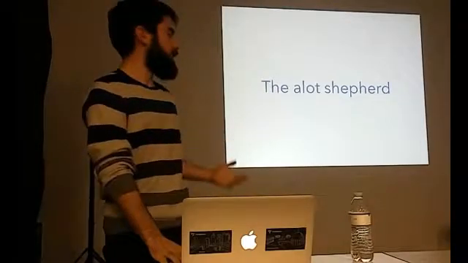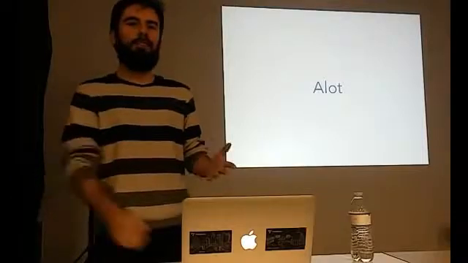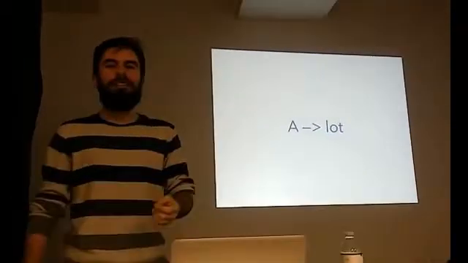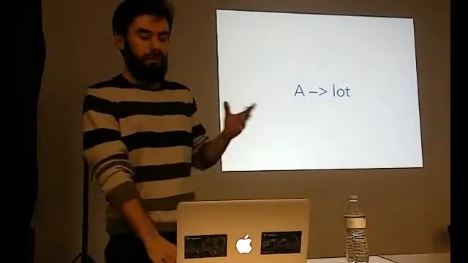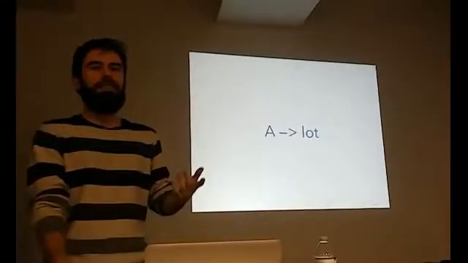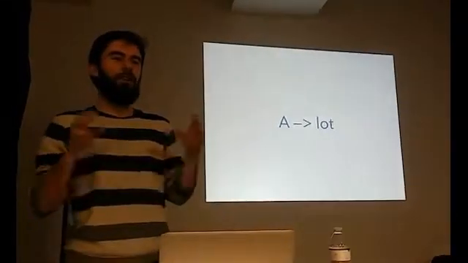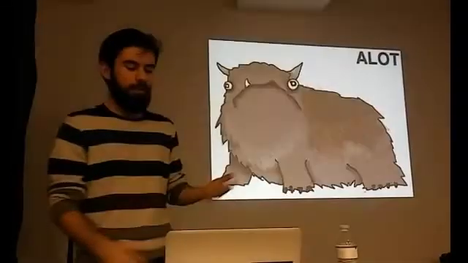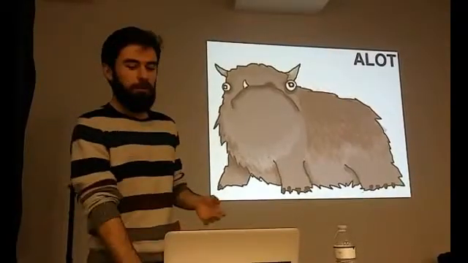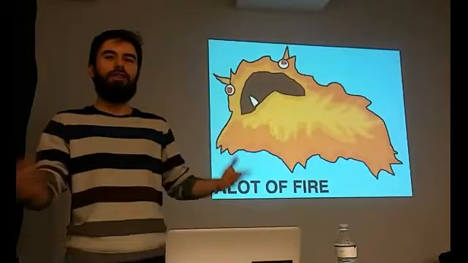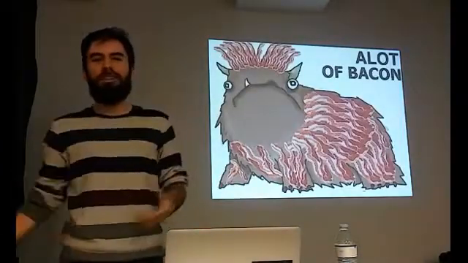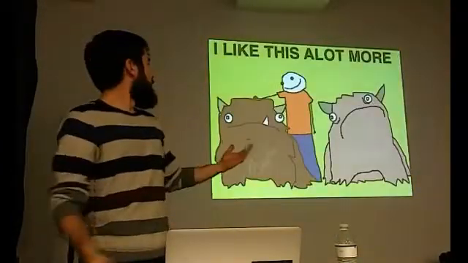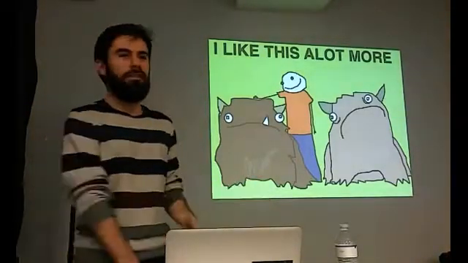So I'm going to tell you a little bit about my idea when I made this bot. It's called the alot cipher. Does anybody know what an alot is? No? Nobody? Okay. In English, a lot of people write the words a and lot together, forming this word alot. There was this comedian that every time he saw the word alot, he thought of this beautiful animal. Whenever somebody said a lot of fire, he imagined an alot made of fire. Whenever somebody said a lot of bacon, he imagined an alot made of bacon. Or somebody said, I like this a lot more.